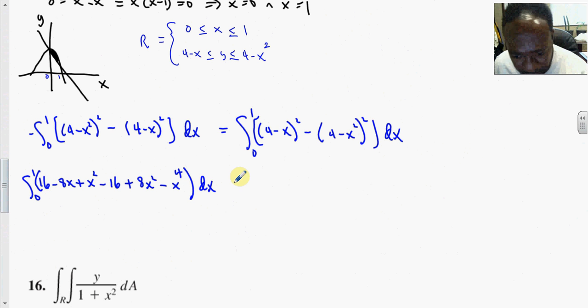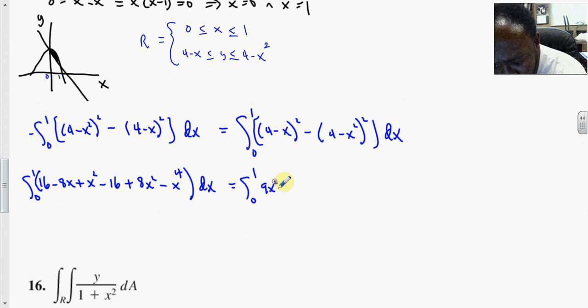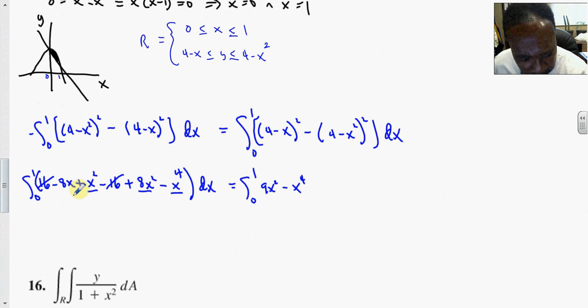Simplify, the 16's cancel out. This is the integral from 0 to 1 of, let's see, we got 8x squared plus x squared is 9x squared. We're not integrating that yet, we're just still simplifying. So those guys went out. This guy went with him. Oh, we got that big number there, that minus x to the 4th. That's there. And then we need minus 8x.